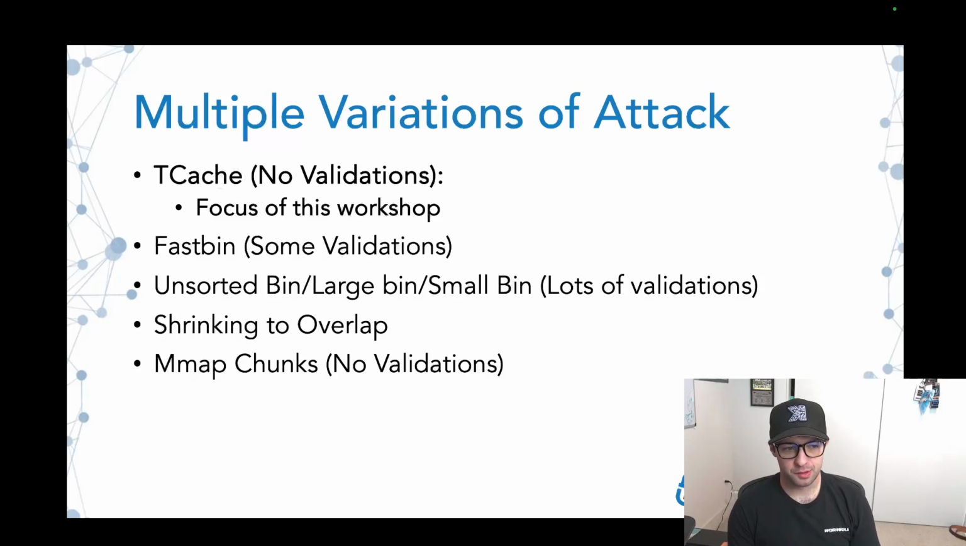more complicated systems. There's also the shrinking to overlap technique, which deals with metadata bits not being updated correctly. There's a pretty cool post about it, and that is linked at the end of this, but we won't go through the technique. We will be going through mmap though. So mmap chunks are very large chunks, and there is almost no validation on the mmap chunks. And we're going to be doing a fairly fun module later on that goes through that technique.